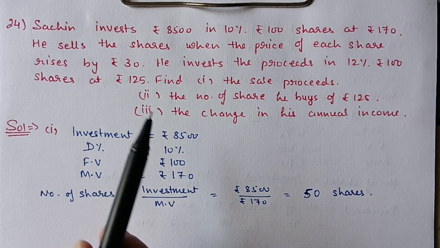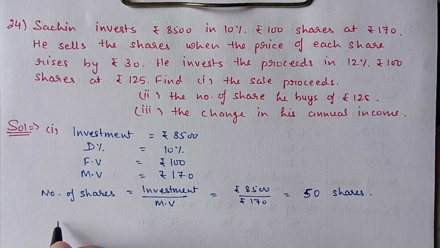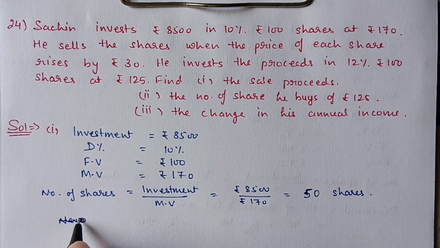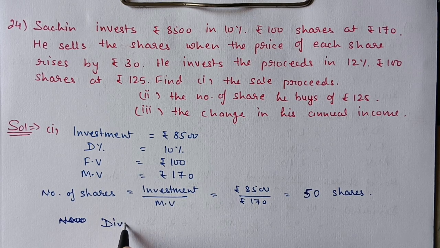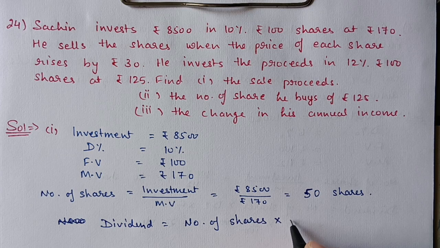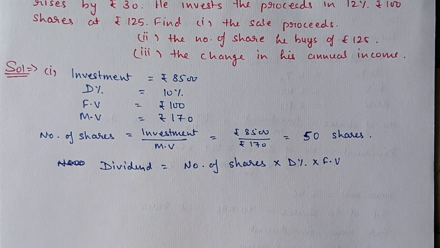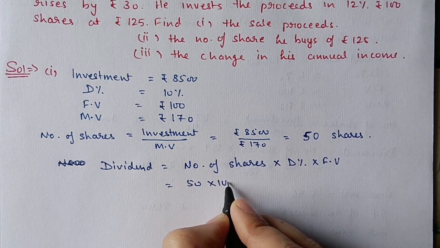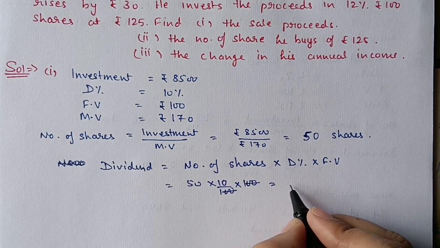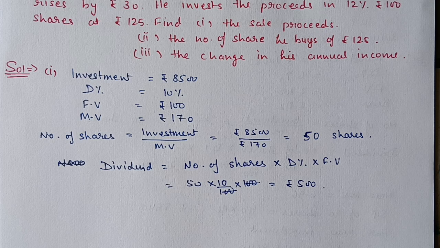Now what he did, when the price rises by 30 rupees, means the new market value is... Okay, first we have to find out the dividend also. So first we will calculate the dividend. Dividend is equal to number of shares into dividend percentage into face value. So number of shares is 50, dividend percentage is 10% and face value is 100. So finally he is getting 500 rupees as dividend from these shares.